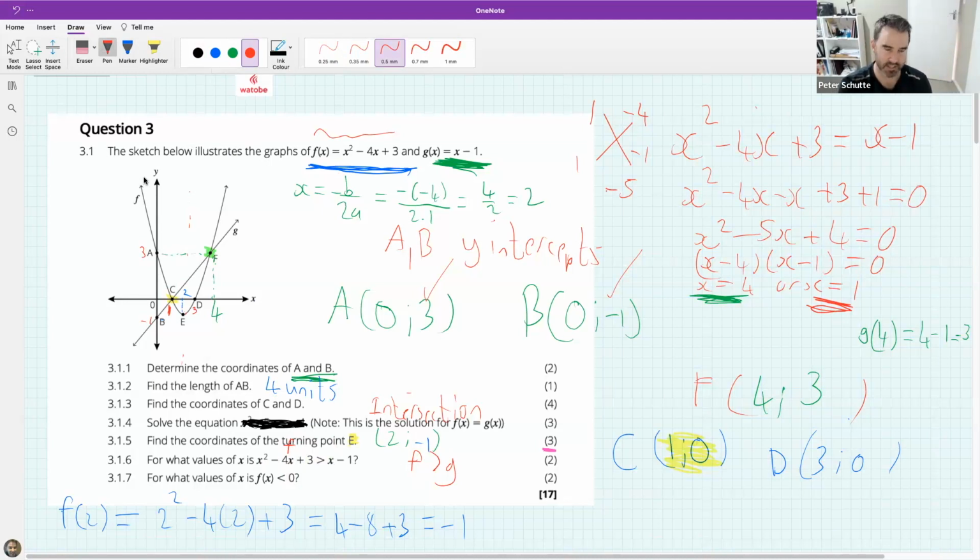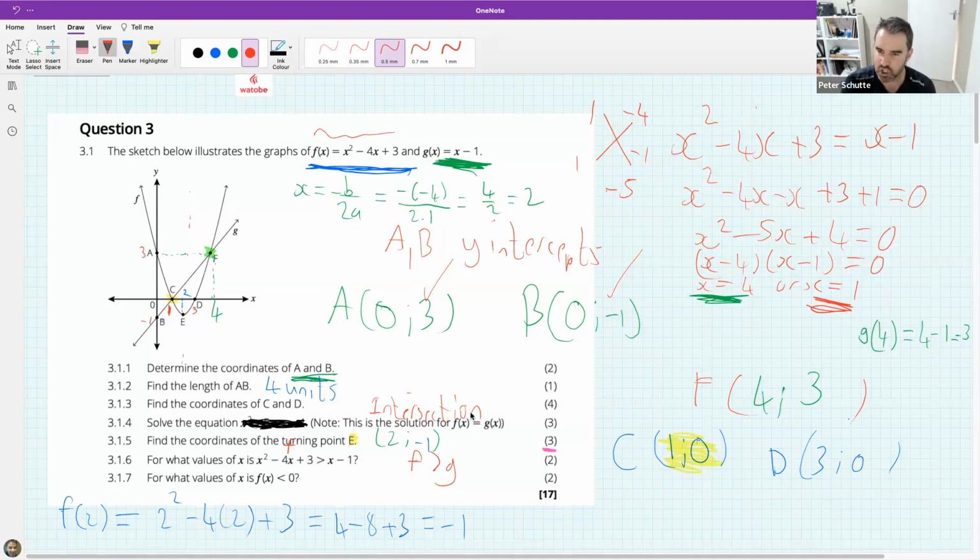It looks to me like when we start, if we look at this graph, it's way above the straight line graph g. And it stays above the straight line graph until I get to C. Then it goes below the straight line, and it stays below the straight line until I get back to F, and then it goes above again. So when we ask this question, we're saying for which x values is the parabola above the straight line?